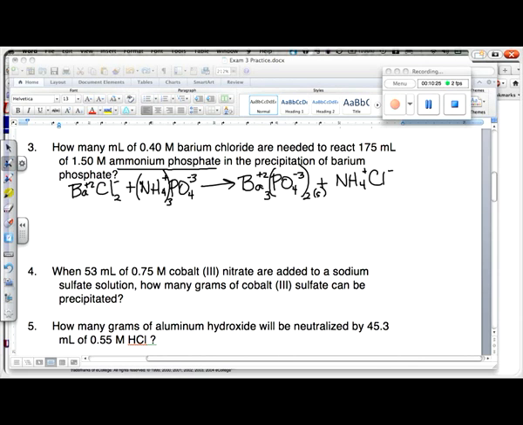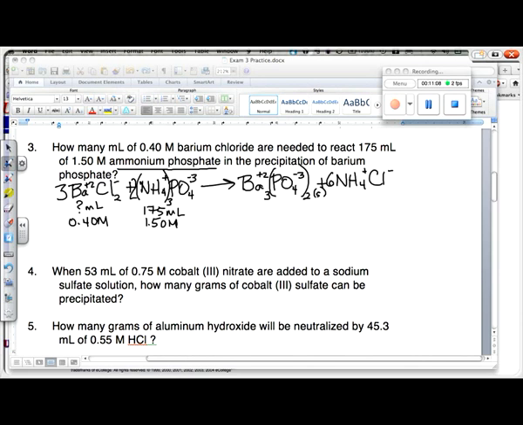Now I will balance. I've got 3 bariums and 2 phosphates, so I'm going to have to put a 2 here, and I'm going to put a 3 in front of the barium, so that gives me 6 chlorines. I have 6 ammonium ions, so that works out perfectly because chemistry is cool like that. All right, now putting in the information, how many milliliters? 0.4 molar, 175 milliliters, 1.50 molar. All right.